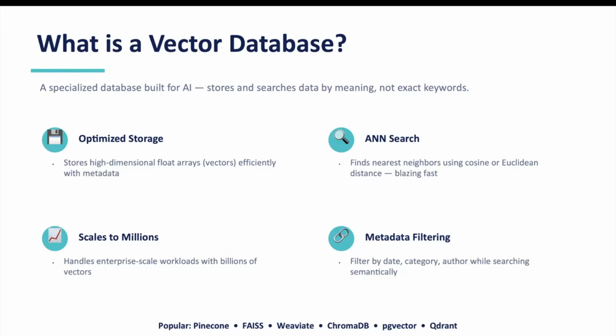It's going to call the embedding model, convert that text into integer or decimal numbers, and then those decimal numbers are stored in another column, right? So the first column is going to be text, and another column is going to be numbers. That's what they mean by storing a high-dimensional float array efficiently with the metadata, and searching by finding the nearest neighbor. So as we said, it's going to convert into decimals.